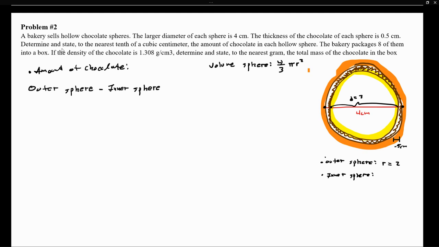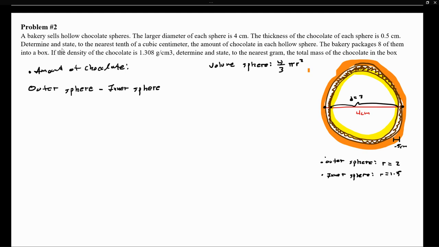Because think about it, from this point to this point, it's 4 centimeters. This thickness is 0.5. This thickness is 0.5. So 4 minus 0.5 minus 0.5, so we got a diameter of 3. So therefore, the radius of the inner sphere is equivalent to 1.5. So let's compute the volumes.